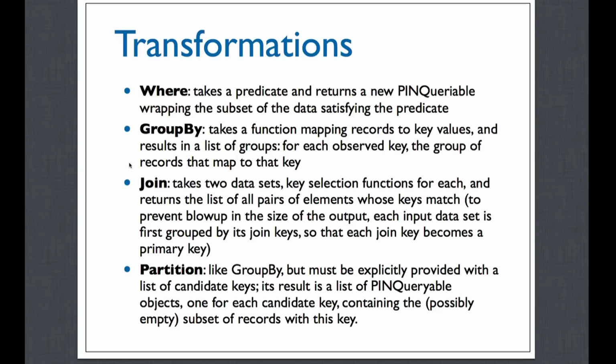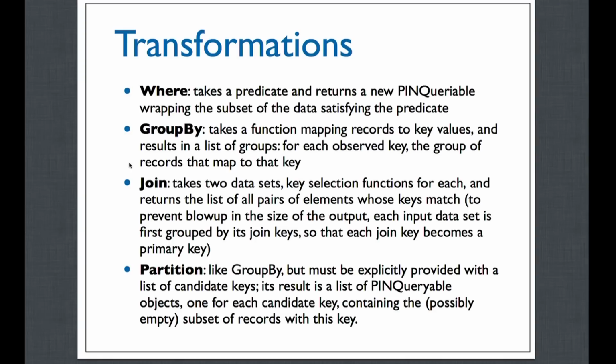Okay, so we have where, which selects a subset of the rows. We have group by, which we talked about. We have select, which we talked about. Join, we just talked about. And then partition is the last one, which says take the database and some way of partitioning it and produce a whole bunch of databases according to that partitioning split.